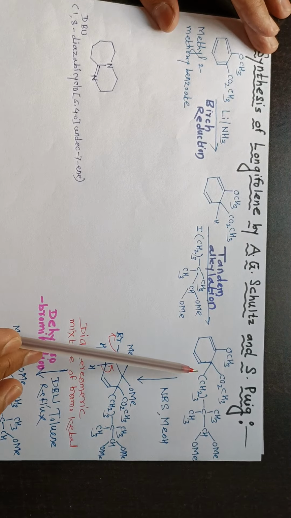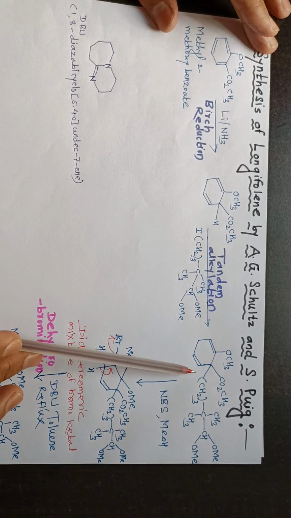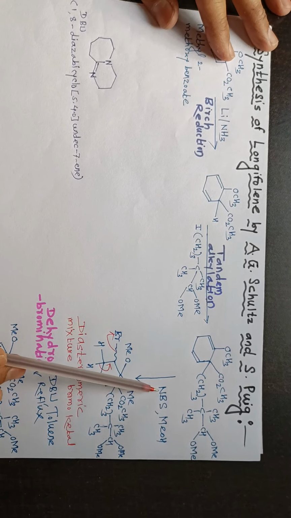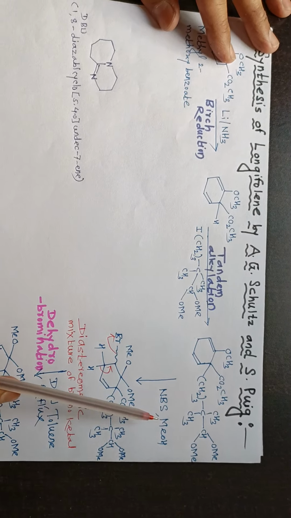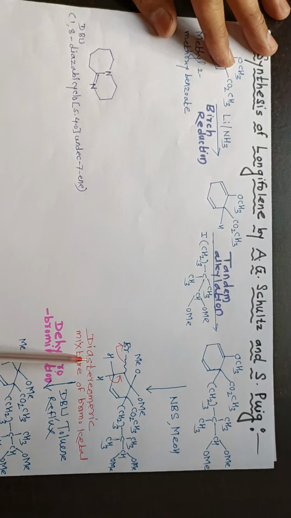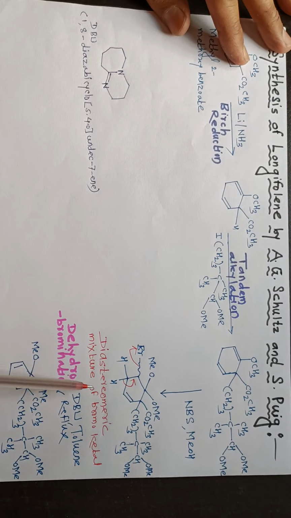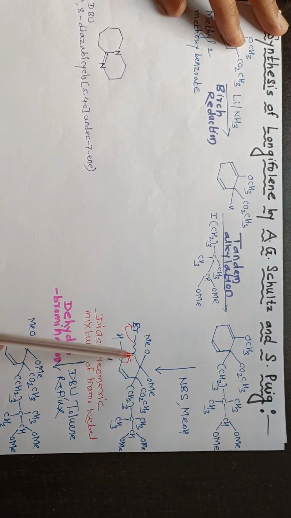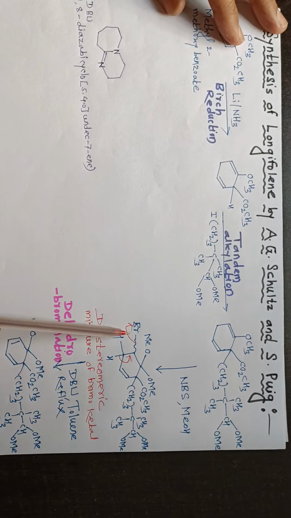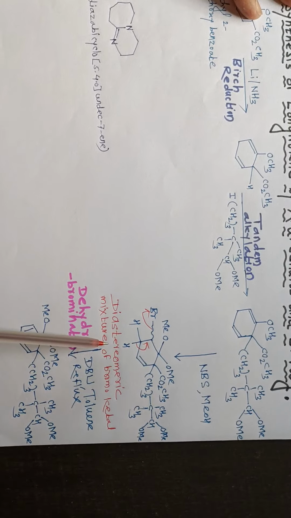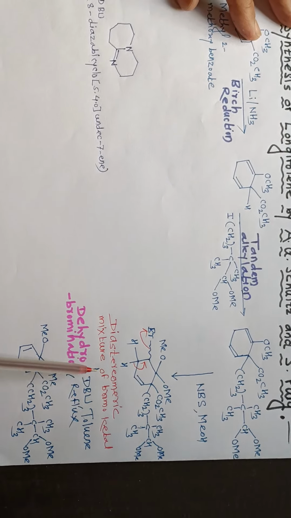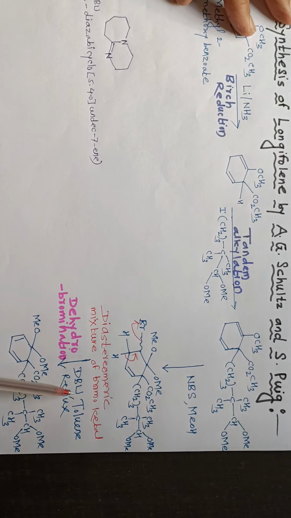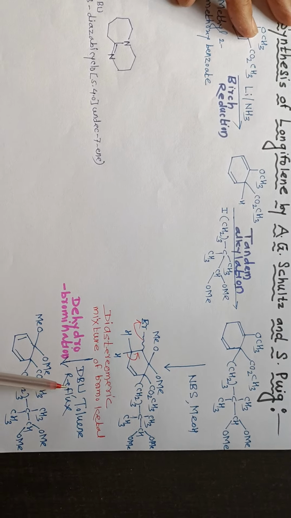In next step, this unconjugated diene containing alkyl side chain will react with NBS in methanol. There is formation of diastereomeric mixture of bromo-ketal. So here there is formation of ketal as well as bromo at this particular position, and this is a diastereomeric mixture of bromo-ketal. In next step, this bromo-ketal will be allowed to react with DBU in toluene under reflux condition.